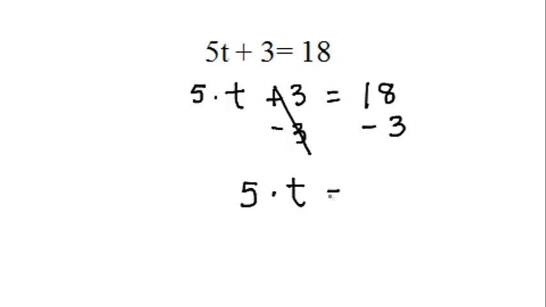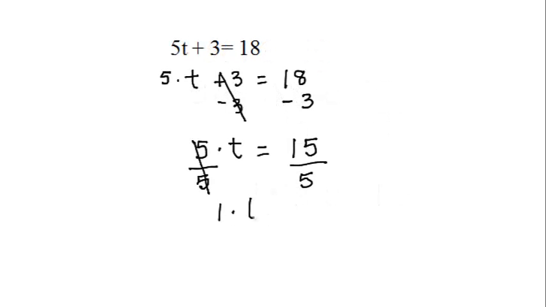Now, the opposite of multiplication is division. So I divide both sides by 5. And 5 divided by 5 is equal to 1. 15 divided by 5 is equal to 3. 1 times t is the same as t by itself because 1 times any number is that same number. In this case, 1 times t would be t, and that would equal 3.